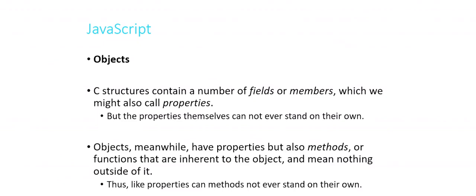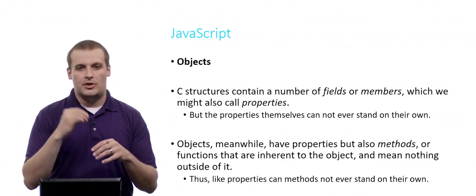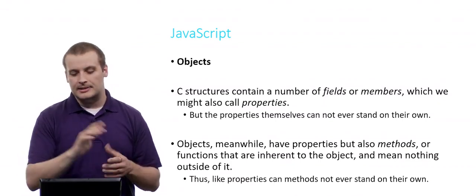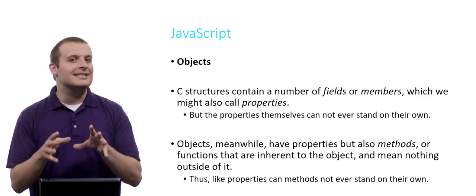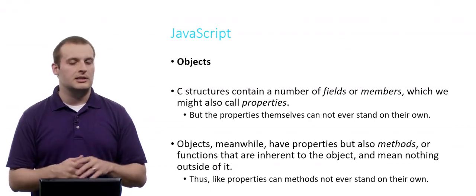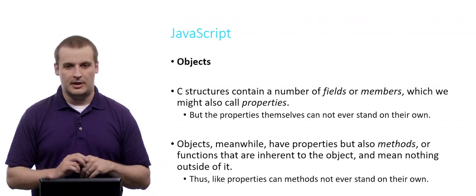Objects, in addition to having fields or members or properties, also have something called methods, which is sort of like if a C structure had a function that could only ever apply to that structure. So it's as if we have a function where structures are the only things that can be passed in. Now that we have in C, but we can't define a function inside of the curly braces of a struct. That is object-oriented programming. That is different from here.